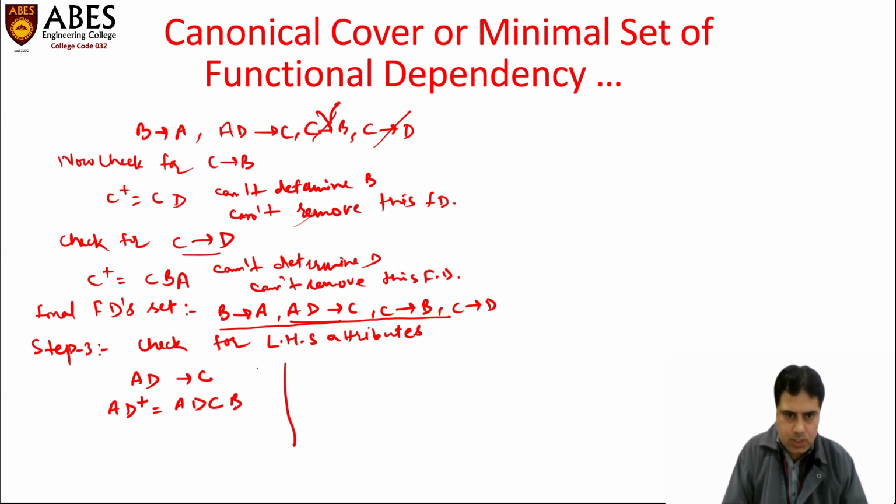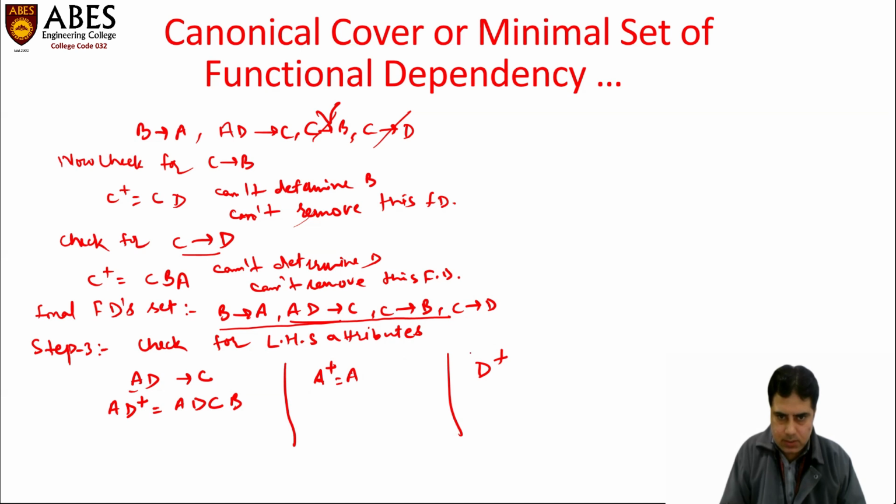Now check for single A closure set and D closure set. Now take the closure set of single attribute. From A we can determine A, we cannot determine anything else. So from D closure set, D to D, from D we cannot determine anything. So this is not equivalent to this FD set, or this is also not equivalent to this FD set.